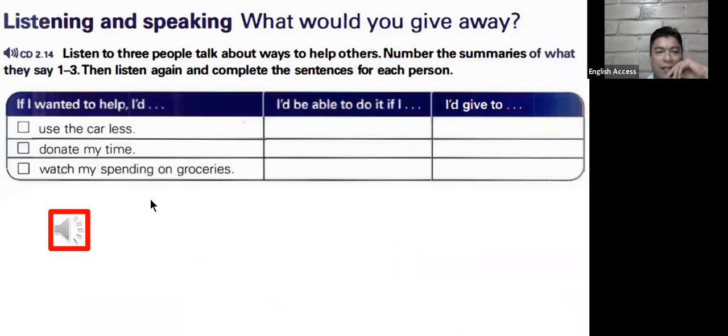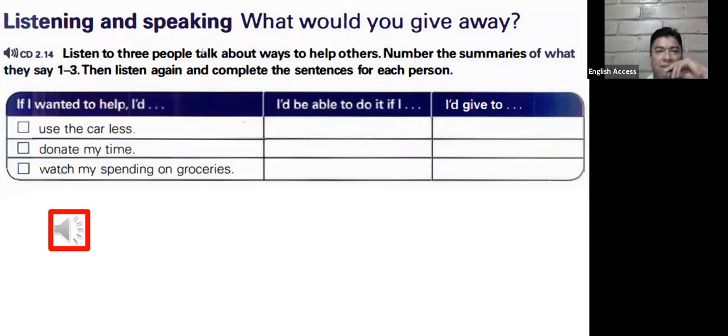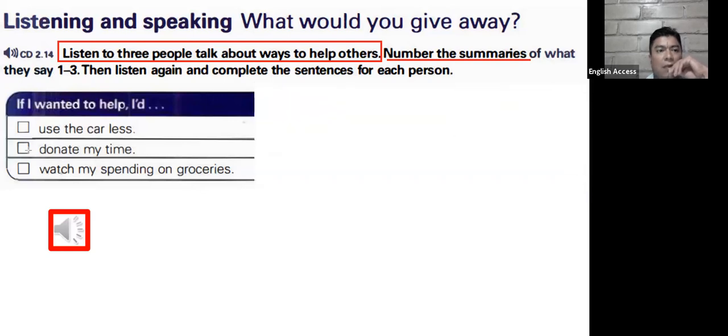What would you give away? Ladies and gentlemen, what would you give away? All clothes. All clothing. Okay, good. Listen to 3 people talk about ways to help others. Number the summaries of what they say, 1, 2, 3. So the first thing we have to do is only that. Let's number the boxes. What is number 1? What is number 2? And what is number 3? Are you ready? Yeah.